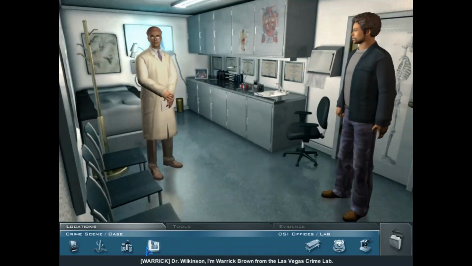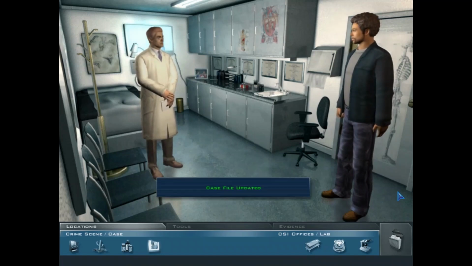Dr. Wilkinson, I'm Warwick Brown from the Las Vegas Crime Lab. We've got a few questions for you. Always glad to cooperate with the police, but you'll have to move it along. I have patients waiting. I knew her, yes, in that she was a patient. You do understand, of course, that medical information is privileged. Do you have a court-issued subpoena? Otherwise, I'm not free to discuss my patient's medical history.